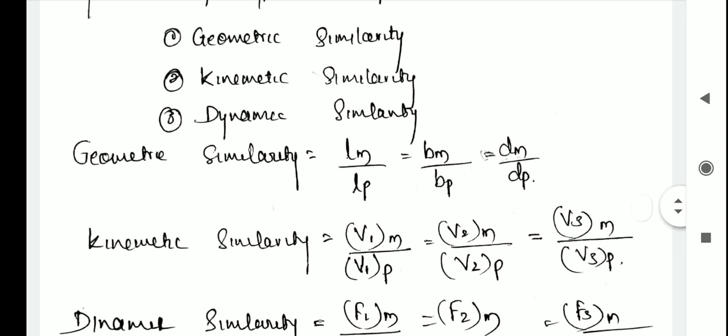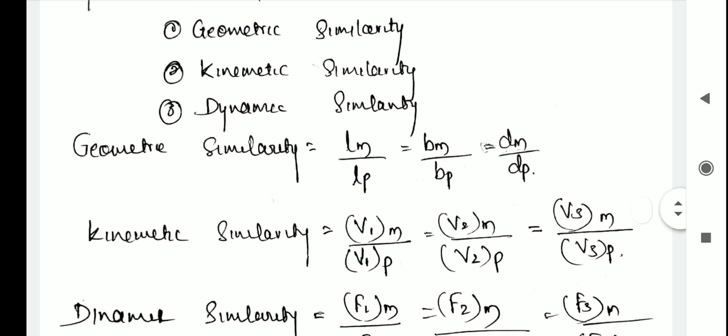For geometric similarity, it is given by Lm/Lp = Bm/Bp = Dm/Dp. Here L, B and D are the length, width and depth respectively.